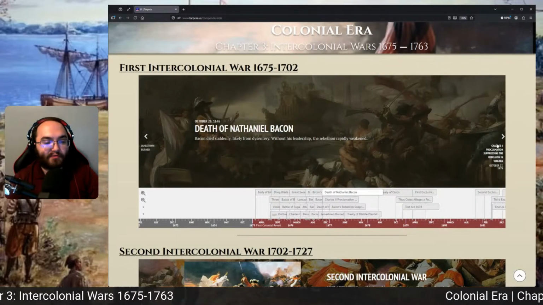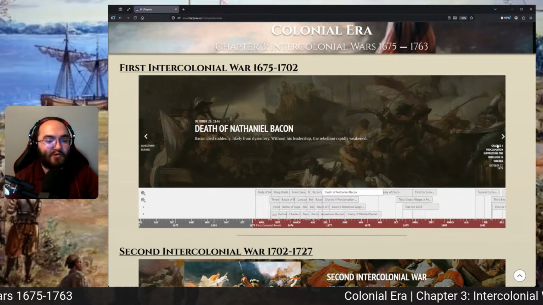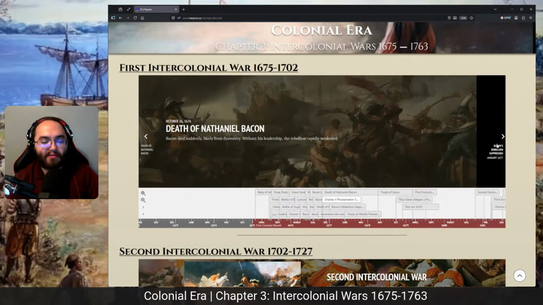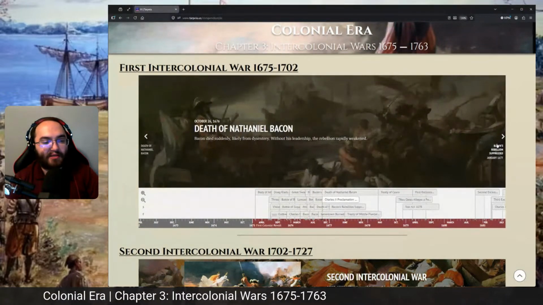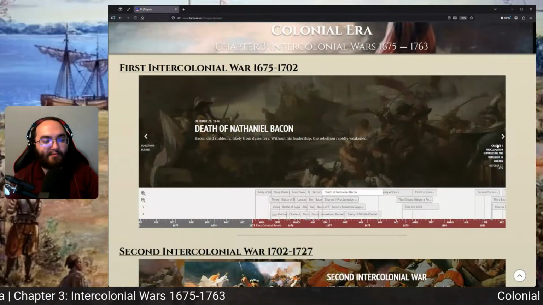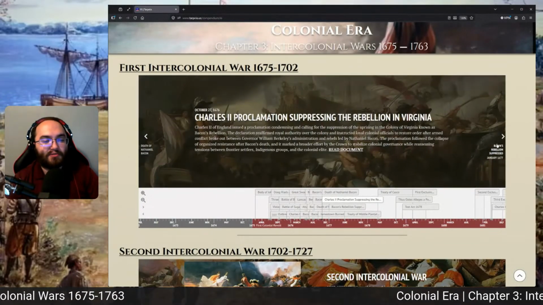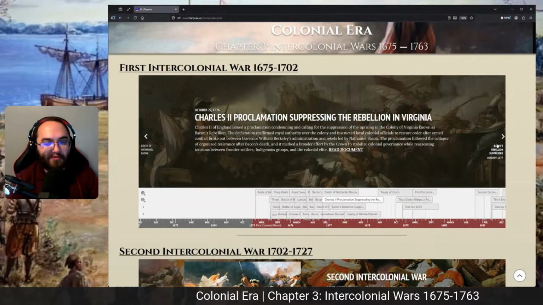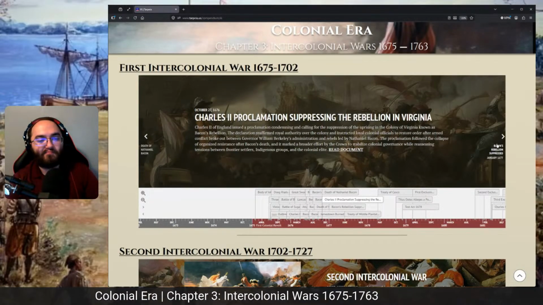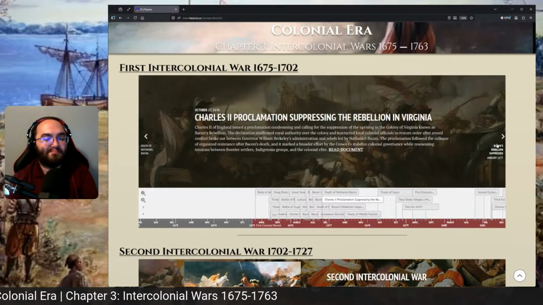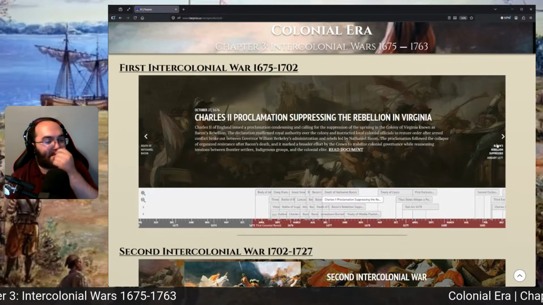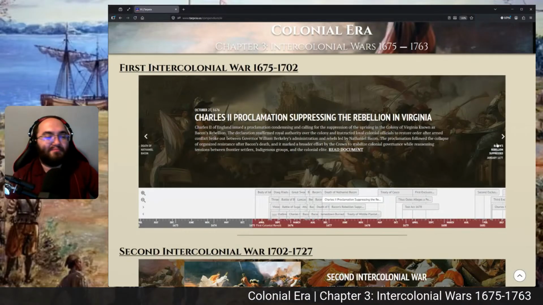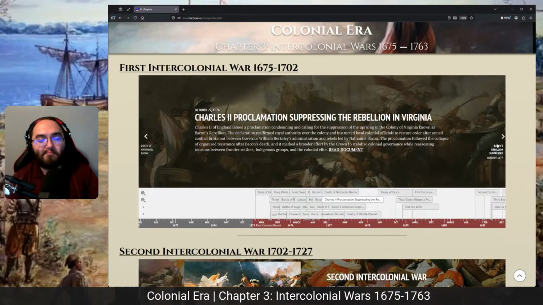And shortly after, Nathaniel Bacon dies. So Bacon's rebellion is suppressed pretty quickly, and the great irony is, one day after Nathaniel Bacon dies, Charles II makes a proclamation for suppressing the rebellion in Virginia. News takes a lot of time to travel. He didn't know that Bacon died, and so this was to arrest Bacon, but Bacon's dead. He died the day before.